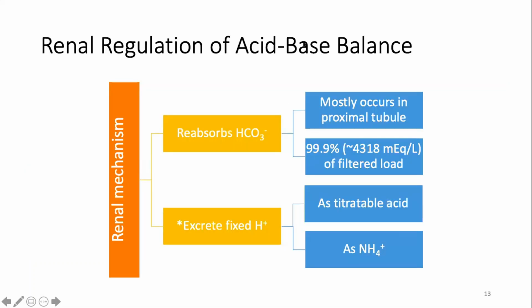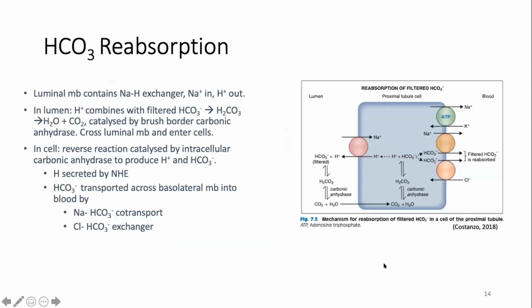Now let's look at how the kidney does it work. Okay, so the kidney can do two things. It can reabsorb the bicarbonate and also it can excrete the H+. And the H+ can be excreted in two forms, as the titratable acid or as the ammonium. Okay, let's first look at the bicarbonate reabsorption.